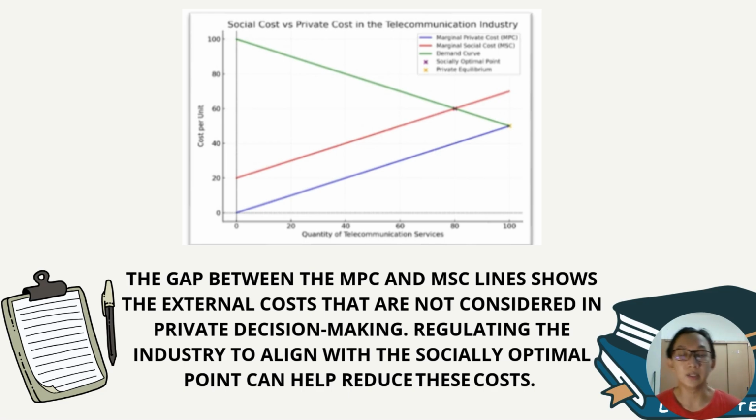As you can see from the graph for social costs against private costs in the telecommunication industry, the gap between the MPC and MSC lines shows the external costs that are not considered in private decision making. Regulating the industry to align with the socially optimal point can help reduce these costs.